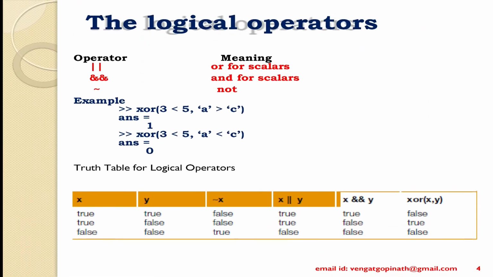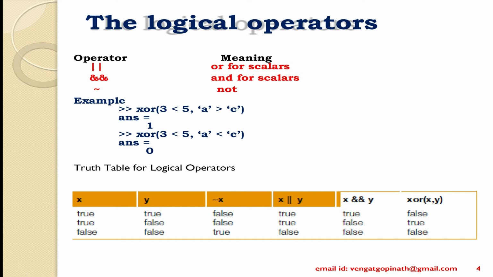Next, the logical operators. These are the logical operators: OR for scalar, AND for scalar, and NOT. The OR operator has two Boolean expressions as operands. The result is true if either or both of the operands are true, and false only if both operands are false. The AND operator also operates on two Boolean operands. The result of an AND expression is true only if both operands are true. It is false if either or both are false.